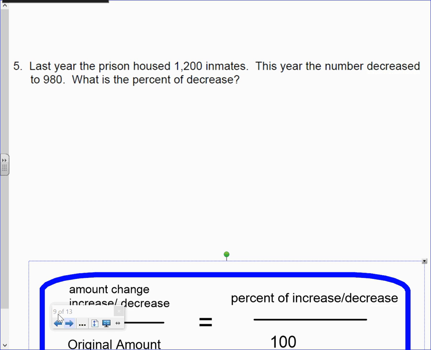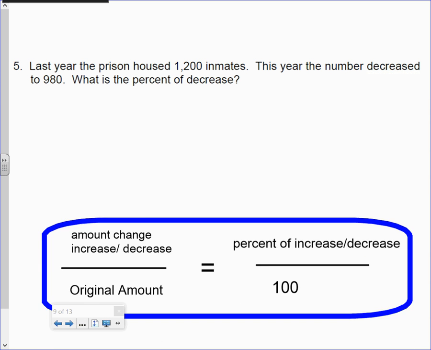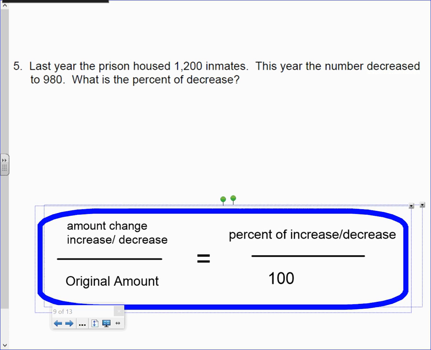Last year, the prison housed 1,200 inmates. Going to write this one down, number 5. This year, the number decreased to 980. What is the percent of decrease? Write this one down. Here's a formula that you should have written down by now. I'm going to write this one down.